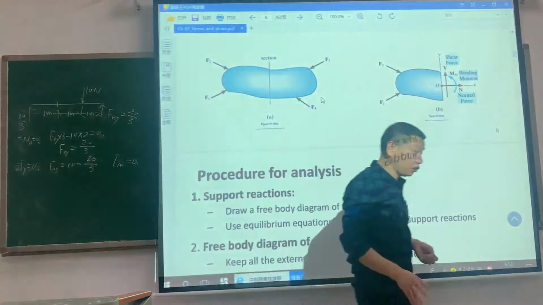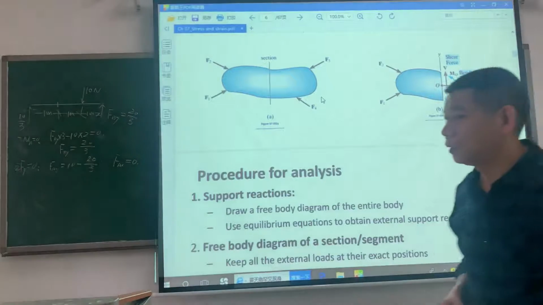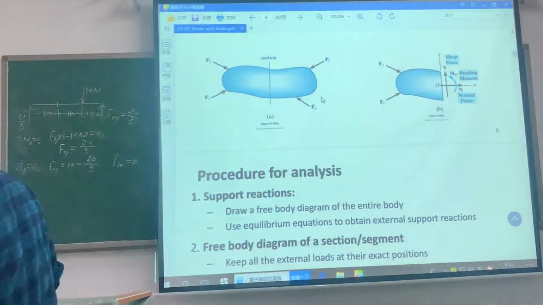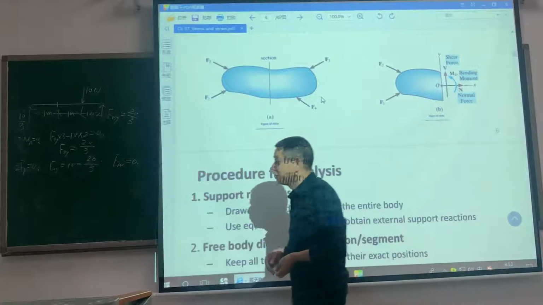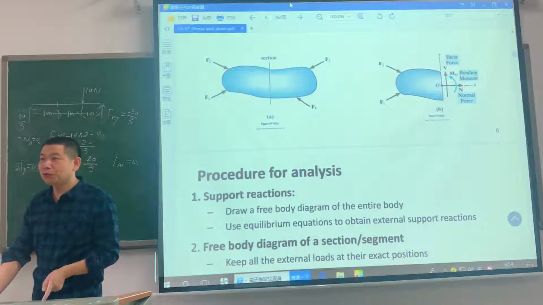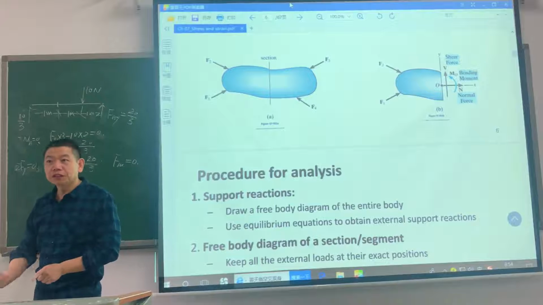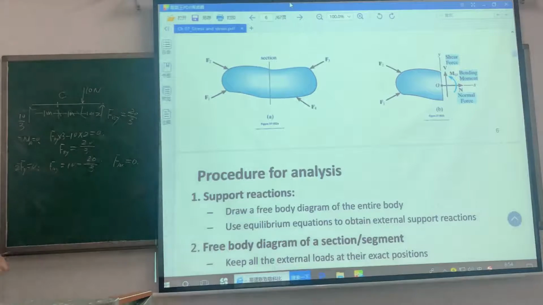Yesterday, I introduced this example. Understand? Okay. I want to clean it. Now, I want to find the internal forces happening at point C.